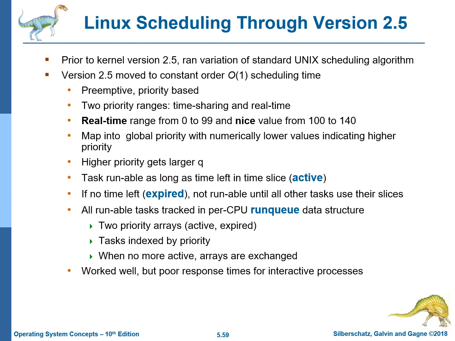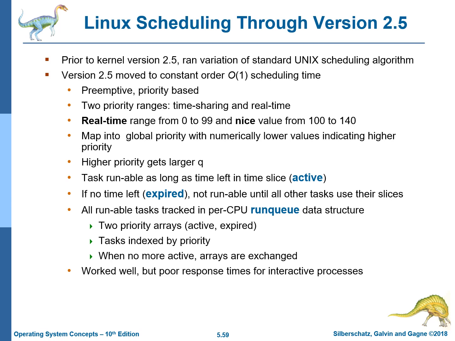Linux scheduling through version 2.5. Prior to kernel version 2.5, it ran a variation of the standard Unix scheduling algorithm. Version 2.5 moved to constant order scheduling time. It is preemptive and priority based. It has two priority ranges, time sharing and real time. Real time ranges from 0 to 99 and nice values from 100 to 140. It maps into a global priority, with numerically lower values indicating higher priority.